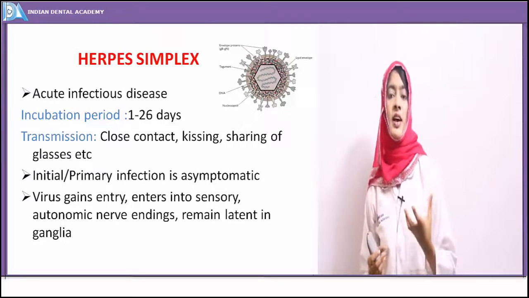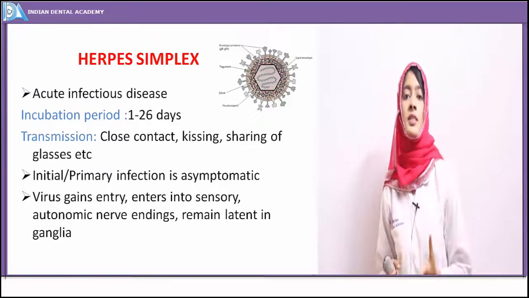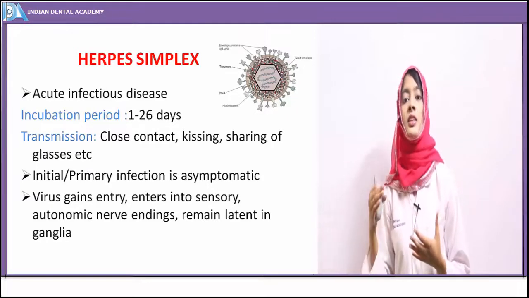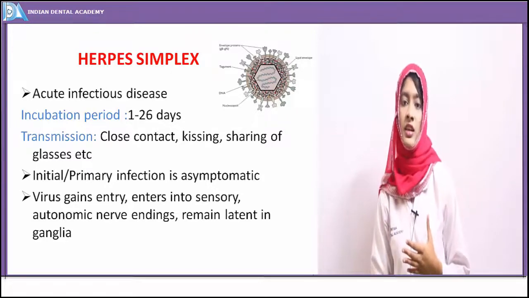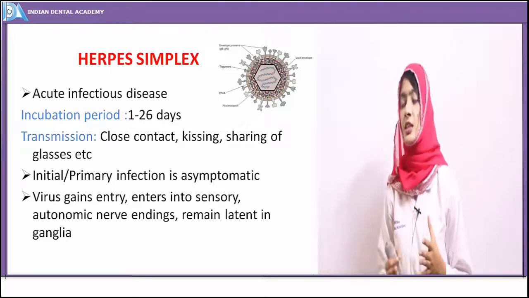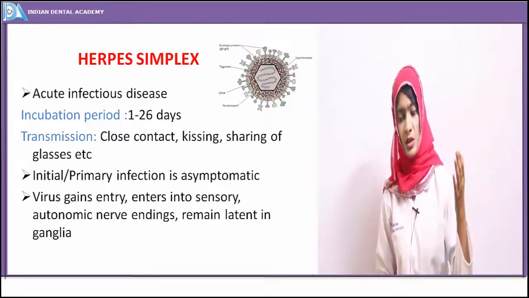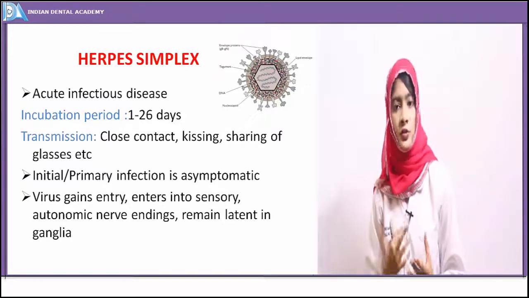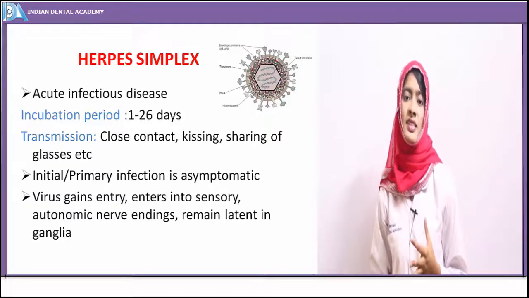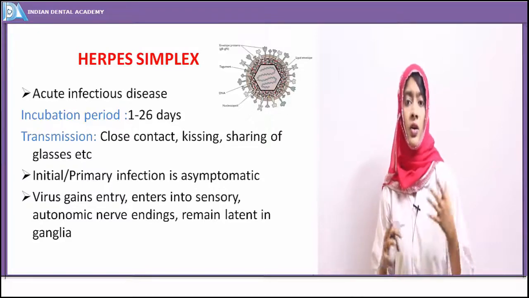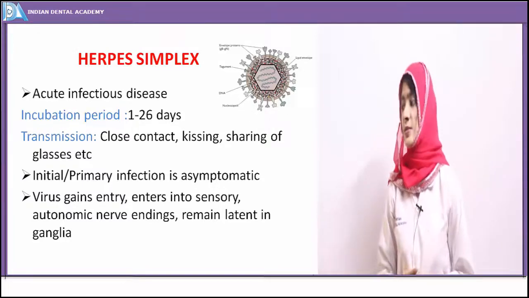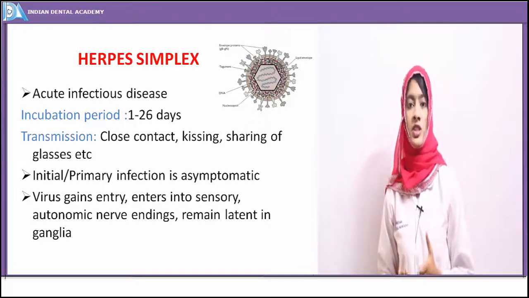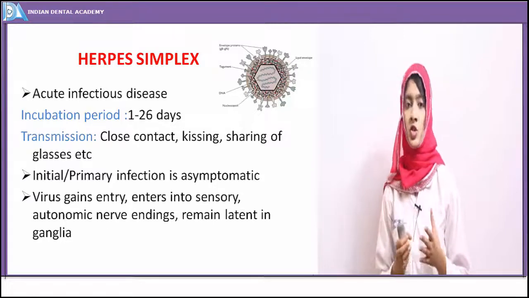Then once the virus enters the body, it remains latent, and later on when it gets reactivated, you can see the recurrent infection in the body. That is the secondary infection. This reactivation of the virus occurs because of trauma or other triggering factors like anxiety or a variety of other factors. The initial or primary infection is what causes herpetic stomatitis.